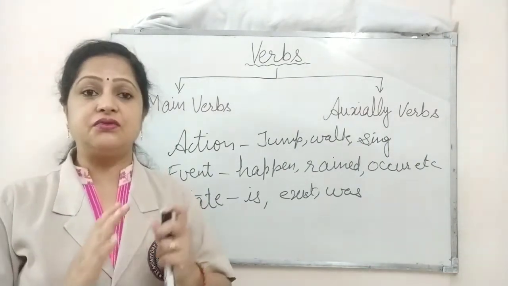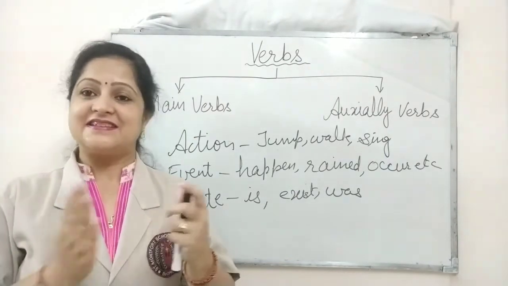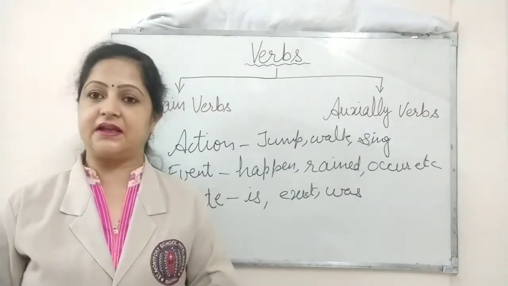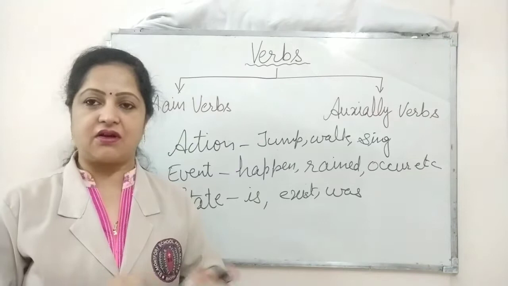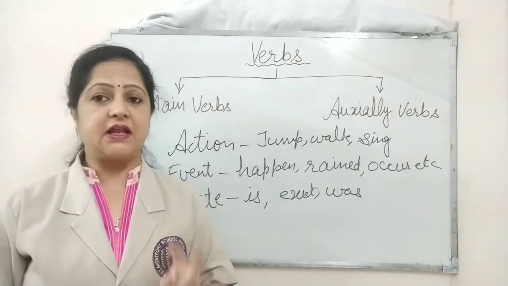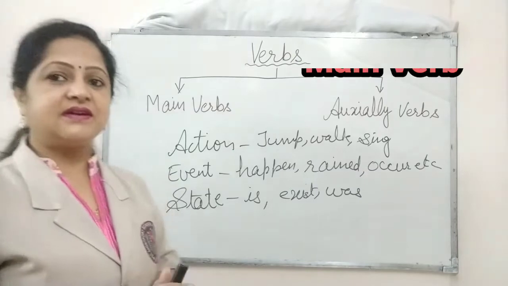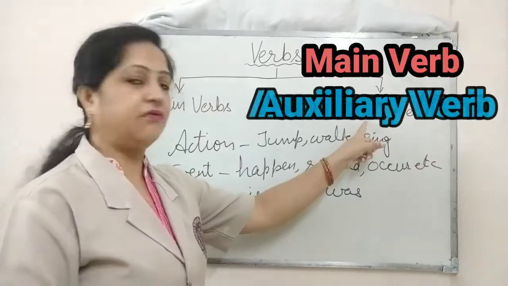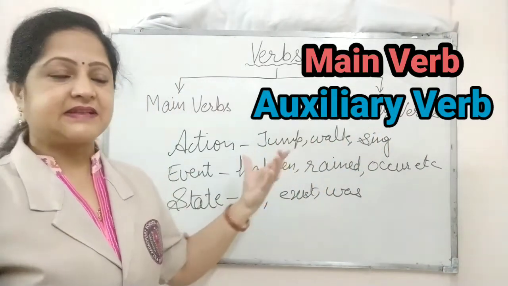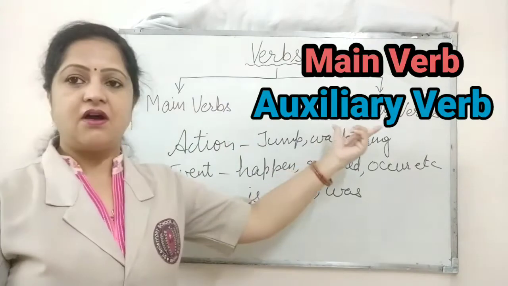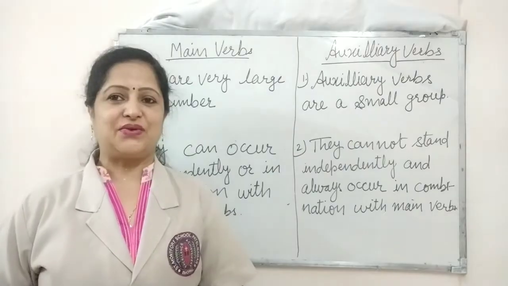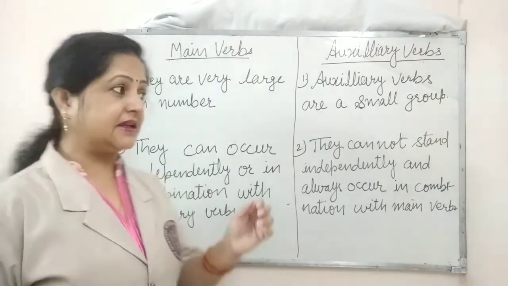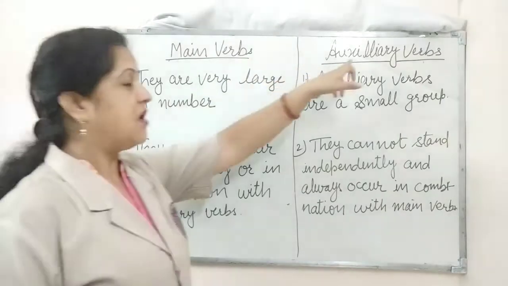A word used to describe an action, state or occurrence and forming the main part of the predicate of a sentence is called a verb. There are mainly two types of verbs. First is main verb and the second is auxiliary verb. First of all, let's understand what is main verb and what is auxiliary verb, and find out the difference between them.